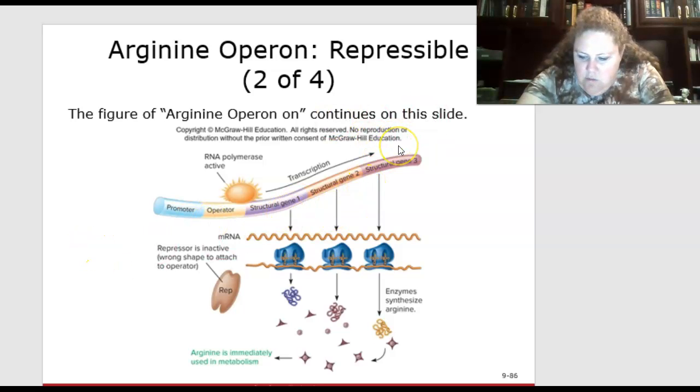Okay, so the operon on, arginine being used by the cell, a repressible operon remains on when its nutrient products, which again here is arginine, are in great demand by the cell. The repressor has the wrong shape, etc., so it can't bind.